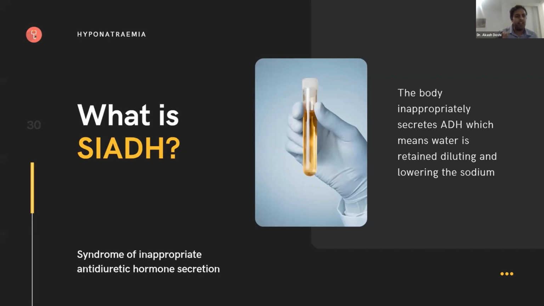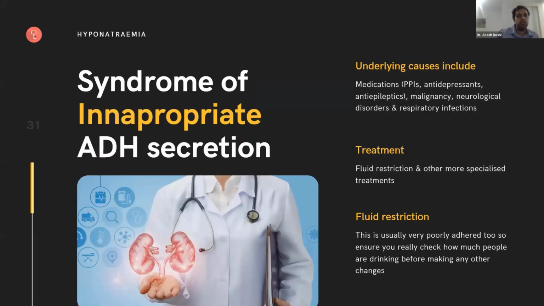All fits together and helps us make that diagnosis of SIADH. And because this is a disorder where you're inappropriately retaining fluid, the treatment is essentially to fluid restrict. What we need to do, though, is find out the underlying cause, because fluid restriction will only be a temporary holding measure until we find the underlying cause and treat that so that the SIADH goes away.